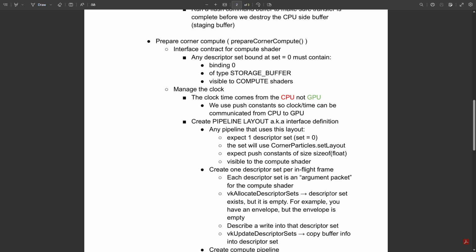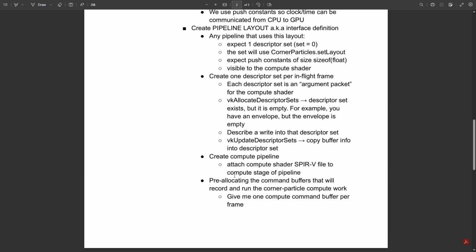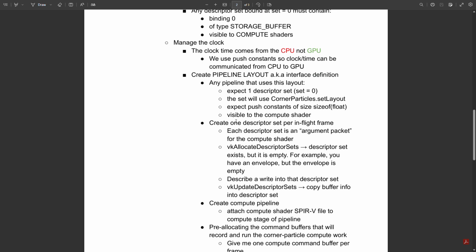VK allocate descriptor sets. The descriptor set exists but it is empty. For example, you have an envelope but the envelope is empty. So here we're just doing the legwork for actually setting things up. We have our descriptor set, which is the argument packet, and we allocate a descriptor set, and then descriptor write into that descriptor set, and copy buffer into the descriptor set. So this is all descriptor set stuff. I can't really dive into it now until we get into code, but eventually we will in another episode.